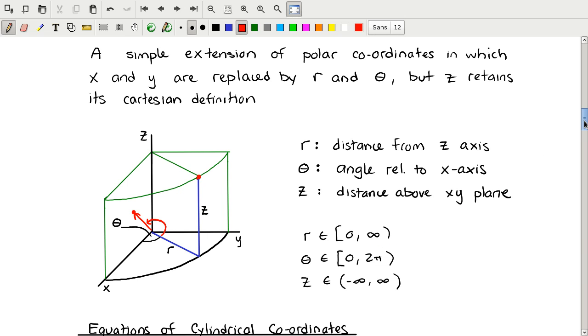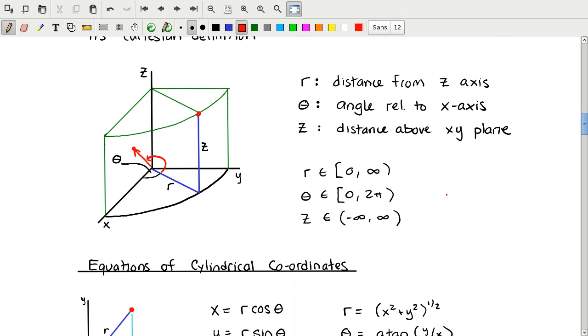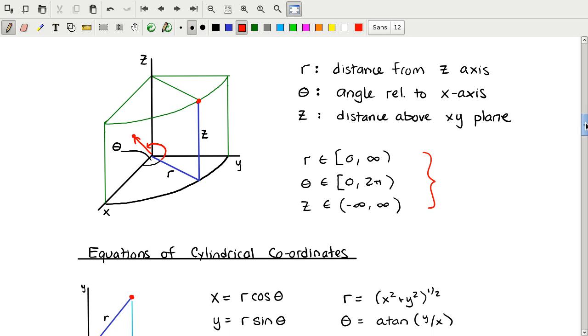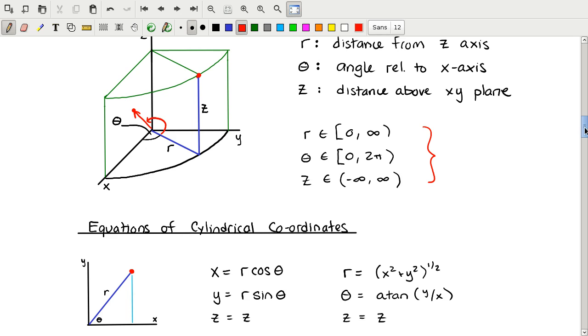Finally, z, as in Cartesian coordinates, can be anything between negative infinity and infinity. But if you're going to be choosing bounds for integrals, it's important to respect these conventions when choosing those bounds. The equations of cylindrical coordinates expressing x, y, and z in terms of r, theta, and z.